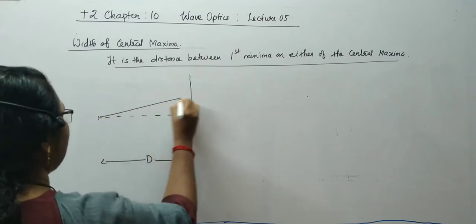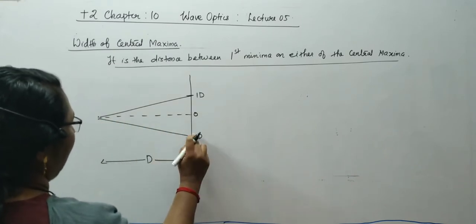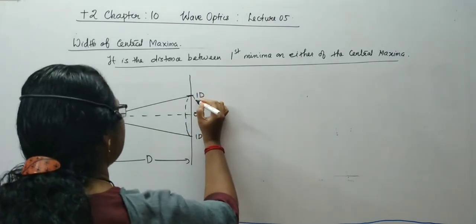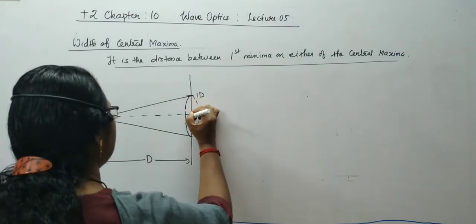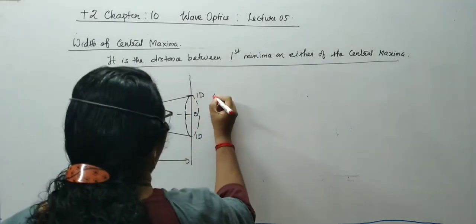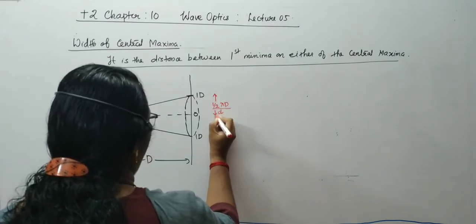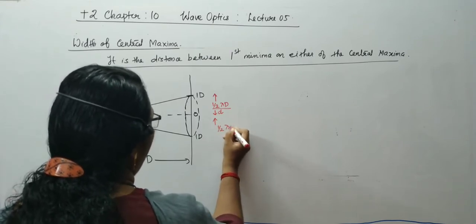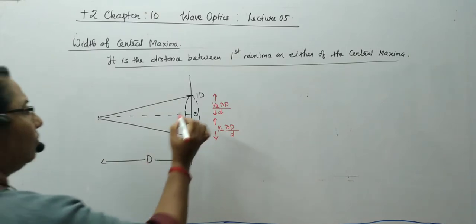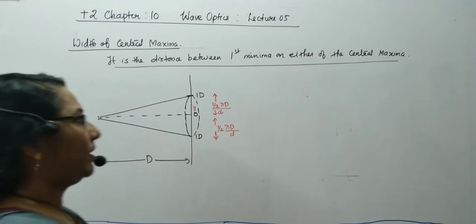This is the position of the first dark fringe, and this is the position of the first dark fringe on the opposite side. Then this will be the central maxima. We know this distance is half lambda D by d, and this is also half lambda D by d. So what will be the total distance? That is y plus y, which gives you the total width of the central maxima.